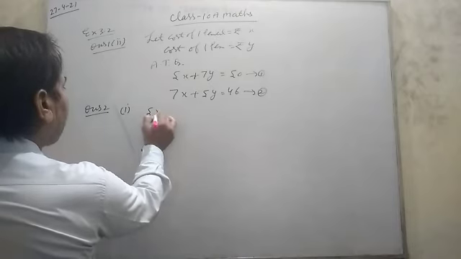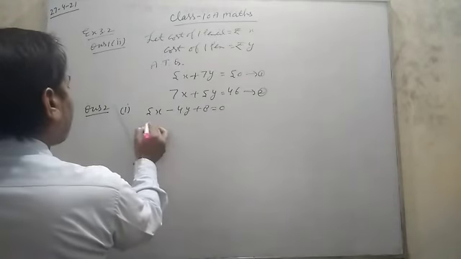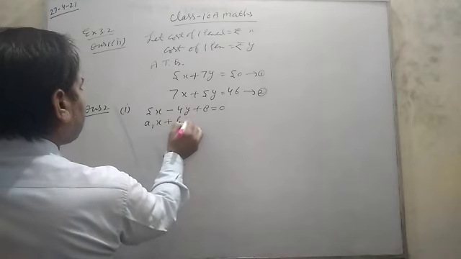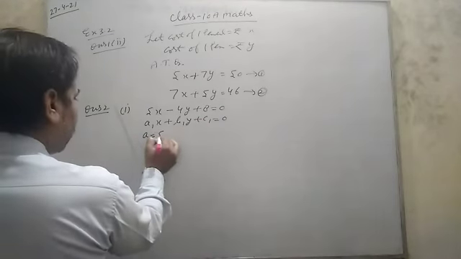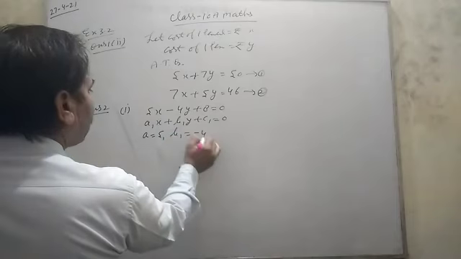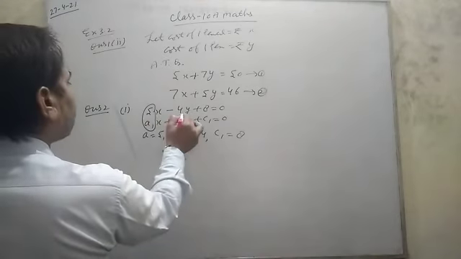So first, 5x minus 4y plus 8 is equal to 0. Compare it with a1x plus b1y plus c1 is equal to 0. So a1 is equal to 5, b1 is equal to minus 4, c1 is equal to 8. You compare like this.